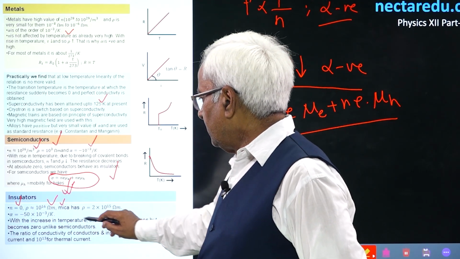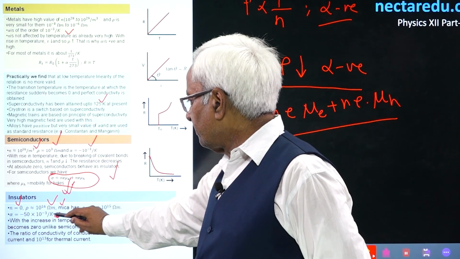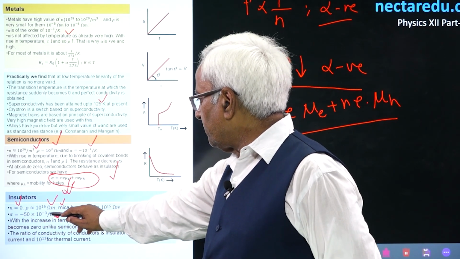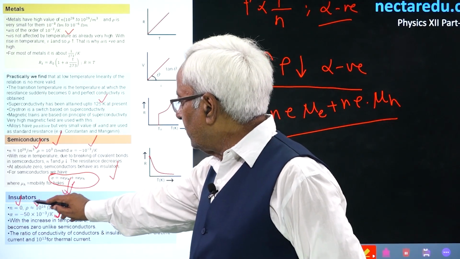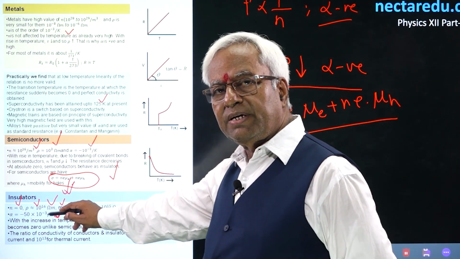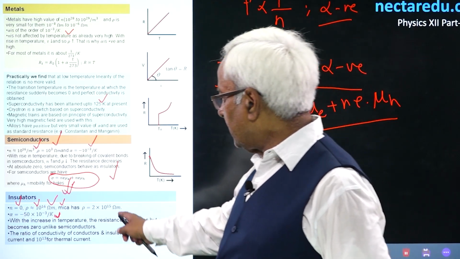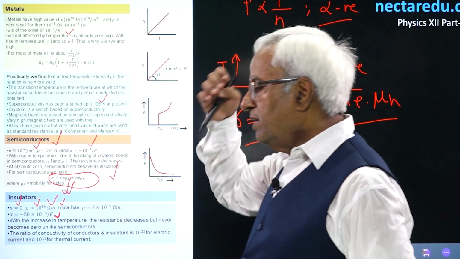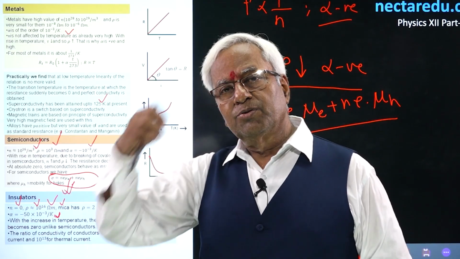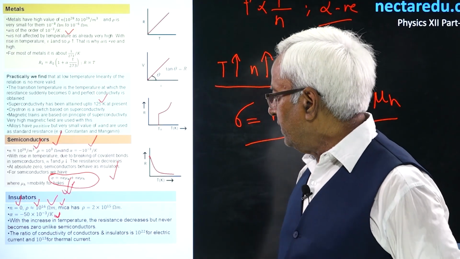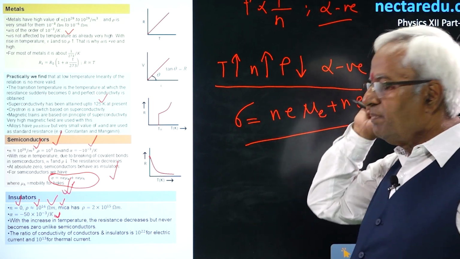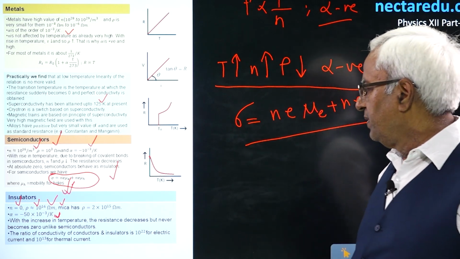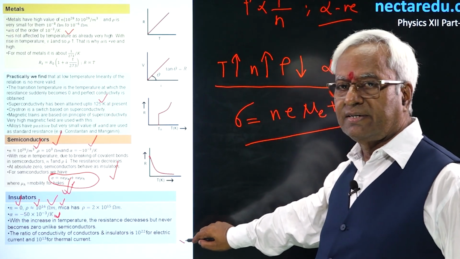Insulators: N is almost 0, specific resistance is very high, and examples are given here. For mica, alpha is minus 50 times 10^-3 per Kelvin, and rho is of the order of 10^16 ohm meter. With the increase in temperature here also, we can say that the resistance will decrease, but it's never going to be 0, as in the case of semiconductors.